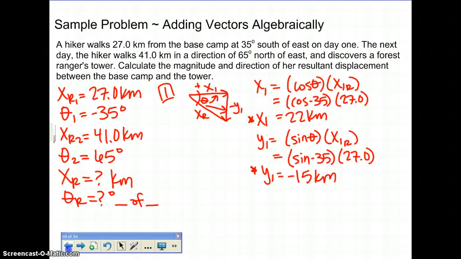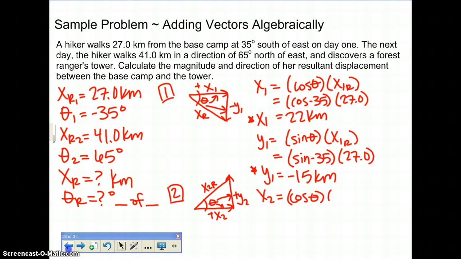Okay, let's look at your day 2 triangle. Your day 2 triangle says that you went north of east. So go east and then go north because you went north of your eastern line. Throw in theta, throw in your resultant, and let's solve for x2 and y2, knowing that they both should be positive for this one. So once again, this is a bow tie triangle because x is cosine and y is sine. So x2 is cosine theta times x2r.